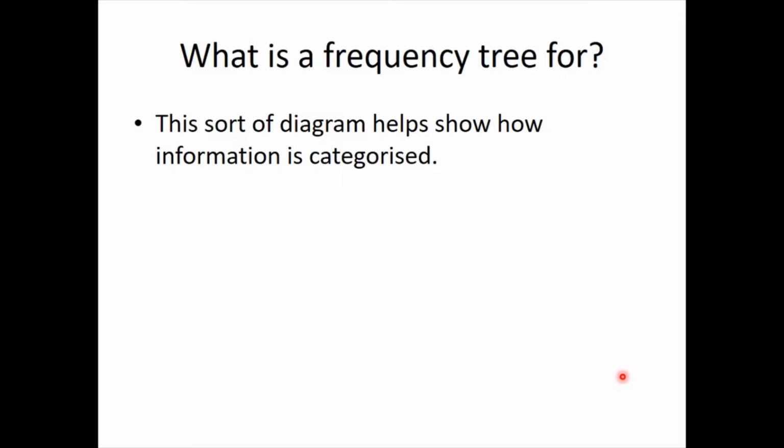You've got two branches, two sets of categories. You've got male, female in my example, and you've got Marvel, DC. And so you end up with branches on your frequency tree. Okay.